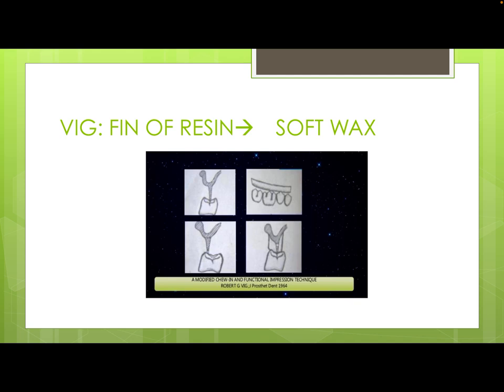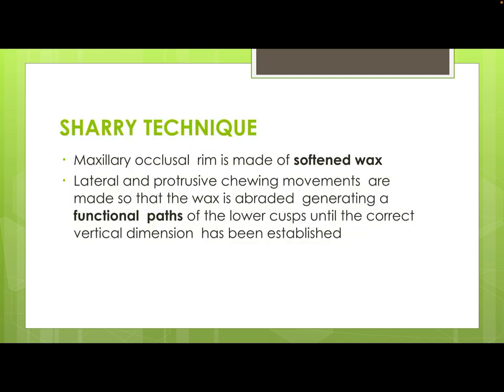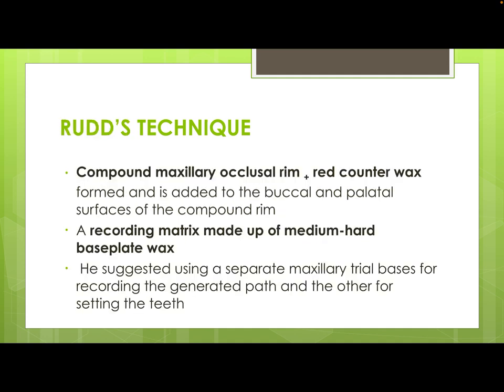When the acrylic sets, the acrylic resin is trimmed so as to leave only a fin of resin falling into the central grooves of the lower posterior teeth to maintain the vertical dimension. Sharry's technique, again, is a simple technique of using a maxillary rim of softened wax. Lateral and protrusive chewing movements are made so that the wax is abraded, generating the final path of the lower cusps. This is continued until the vertical dimension that is to be achieved is reached.